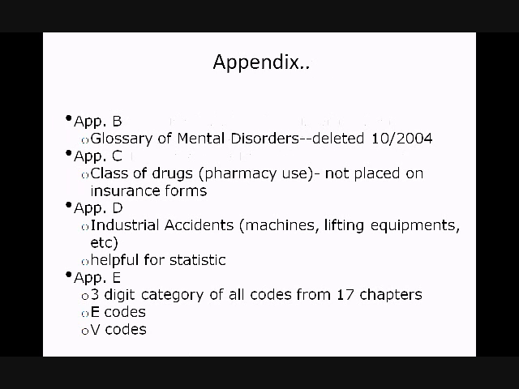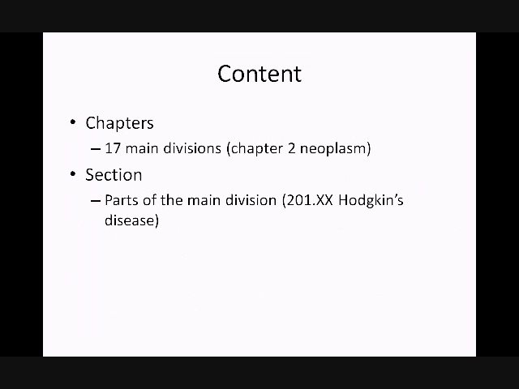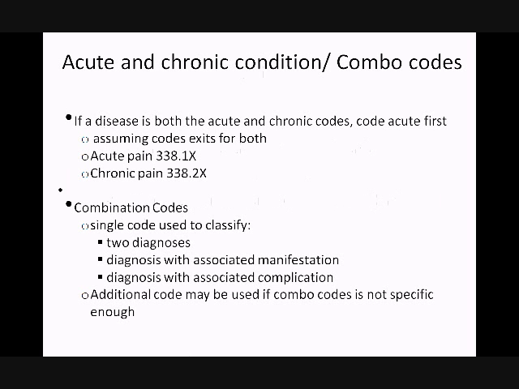And as I mentioned already, appendix B for mental disorders, C for the classification of drugs mainly used by pharmacies, and we have appendix D, industrial accidents, and then appendix E, all the 3-digit categories. All right, so that is the content of the book. 17 main chapters, and now let's get into a bit more of coding.